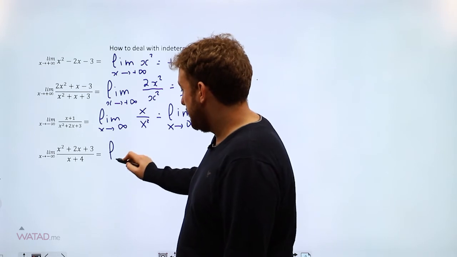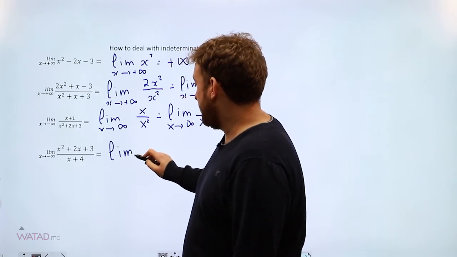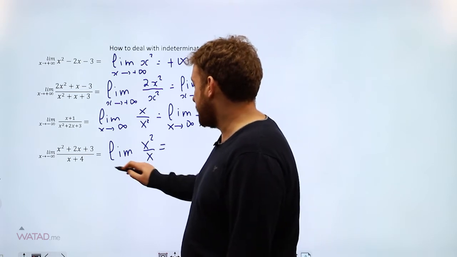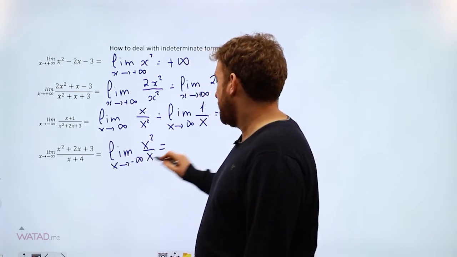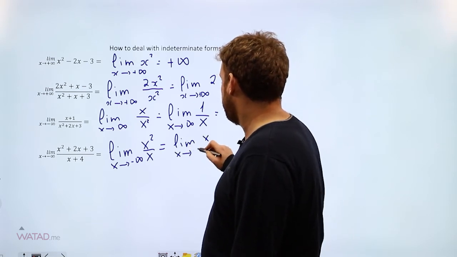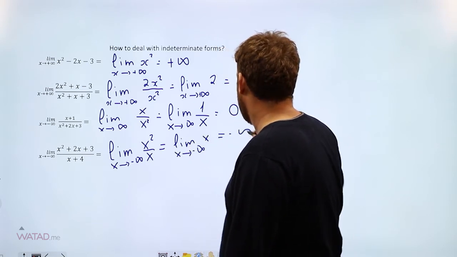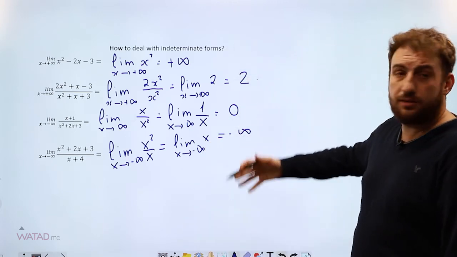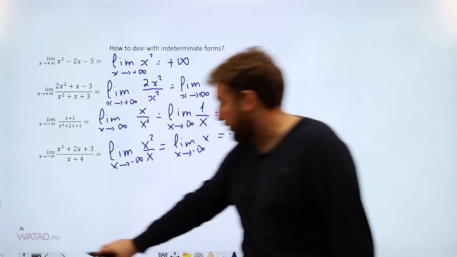And here, again, we factor out. This will be the limit of x squared over x, which will be the limit of x, which is minus infinity. So those are the simple rational and polynomial functions.